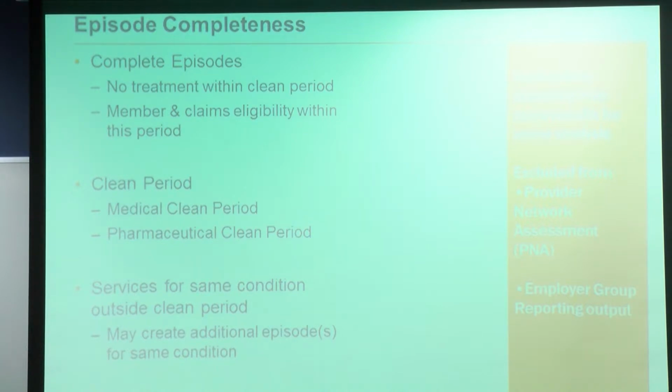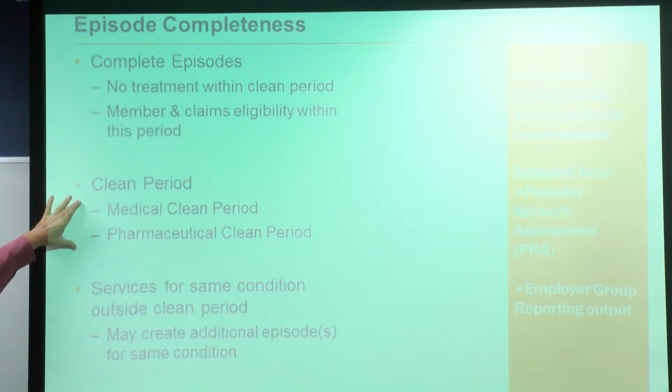We also have episodes that don't end. They're year-long episodes. They're chronic episodes, diabetes, asthma, those kinds of things that never disappear. So you can have multiple year-long episodes. You can have asthma, you can have diabetes, and then within that, you can have acute conditions. You can go in for sore throat. You can go in for a broken leg. You can go in for appendicitis. And those have clean periods at the end of them. So you can have multiple episodes for a single member in a given year.